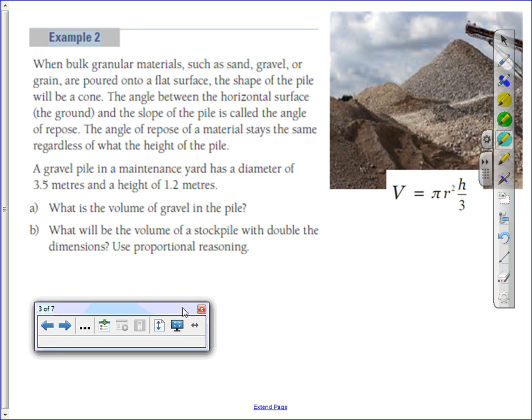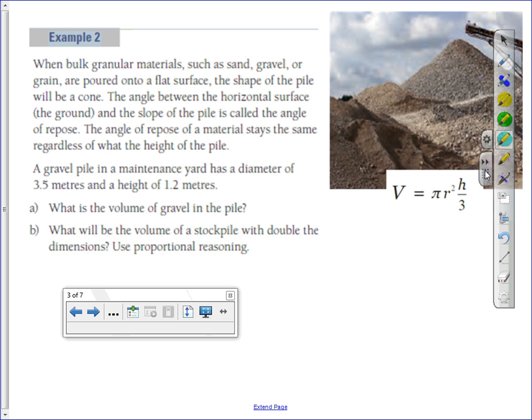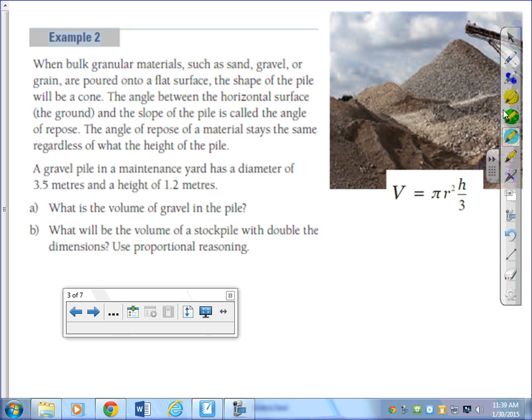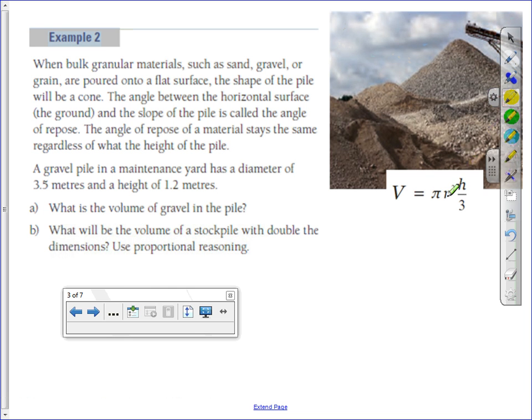You'll also deal with some cones. So this question involves a pile of gravel, and here's the formula for the volume of a cone. It's the radius of the bottom part of the cone, which would be a circle, squared, times the height of the pile, and then we divide that by 3 after squaring the radius and multiplying it by pi. And when we talk about volume here, it's going to be in meters cubed. Could also talk about feet, cubic feet.